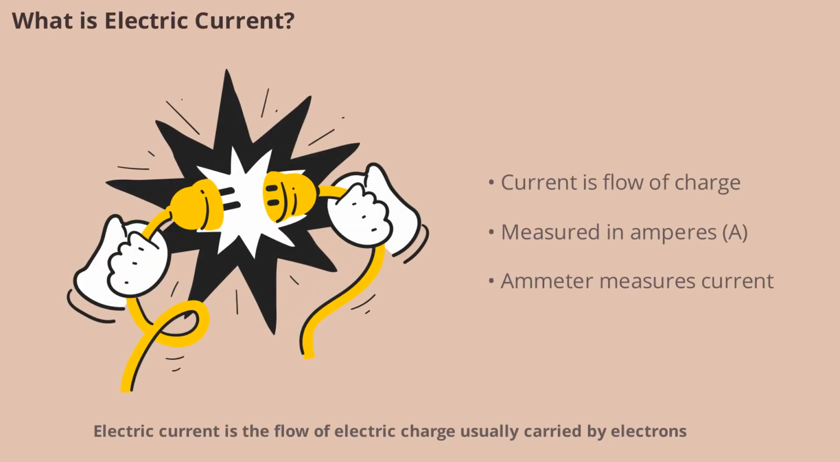Electric current is the flow of electric charge, usually carried by electrons through a conductor like a wire. It's similar to water flowing through a pipe, but instead of water, it's tiny charged particles moving. The amount of current is measured in amperes, or amps for short, using a device called an ammeter. The higher the current, the more charge is moving through the circuit per second. Understanding electric current is essential, as it forms the backbone of all electrical devices and systems.